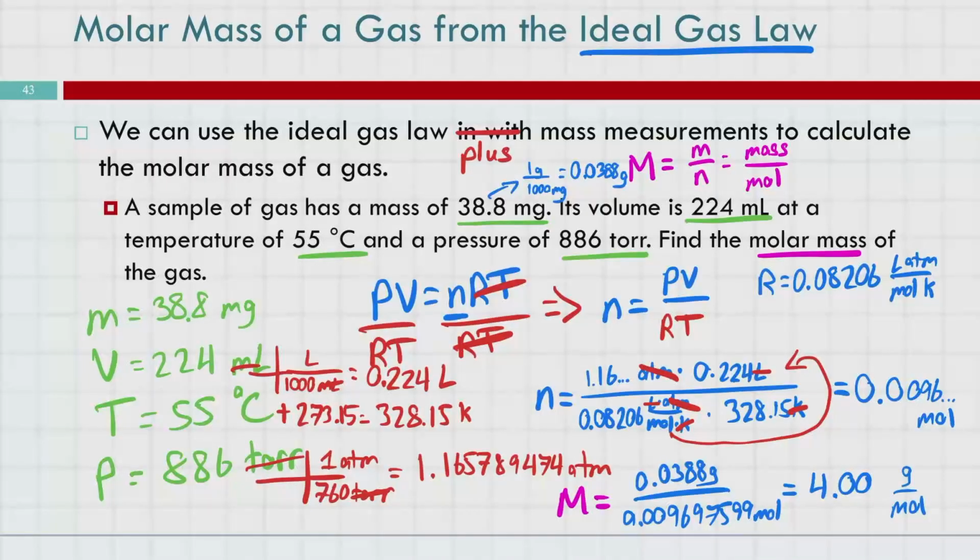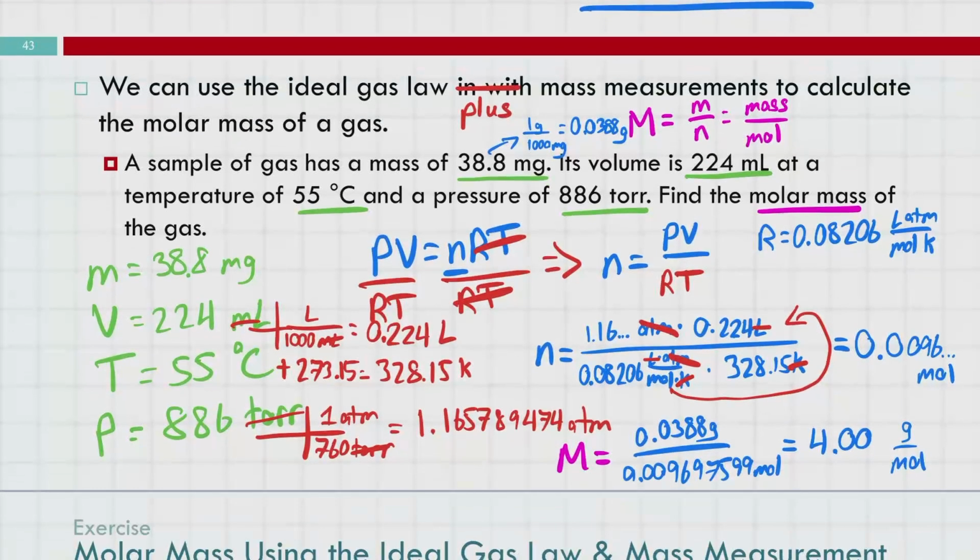Questions about any of the parts, the process? What gas do we have? Would be a fun bonus question that I could ask here. Helium. It's helium. Helium has a molar mass of 4 grams per mole, so this is probably helium.